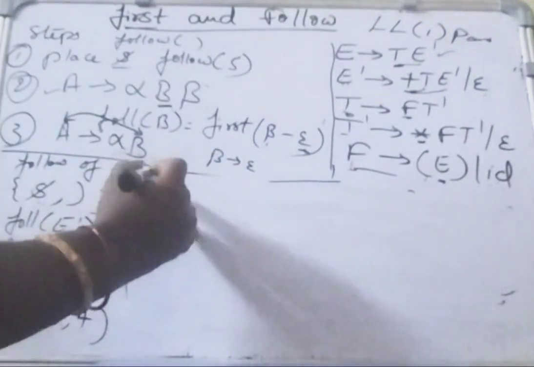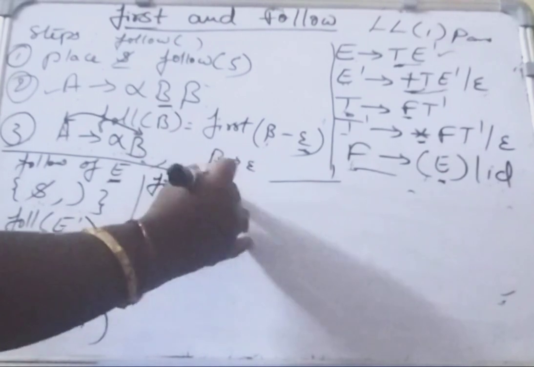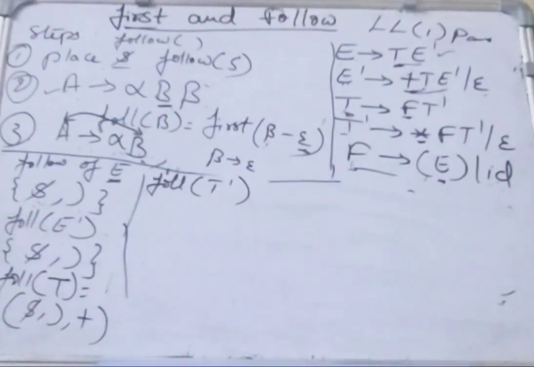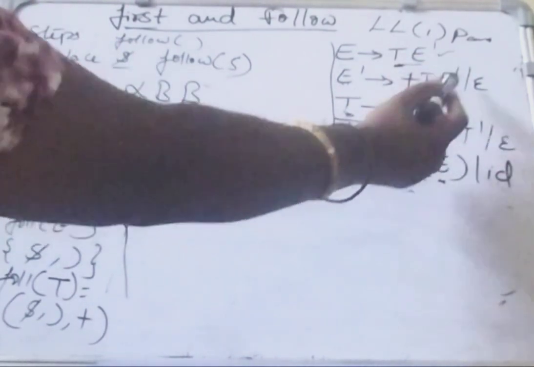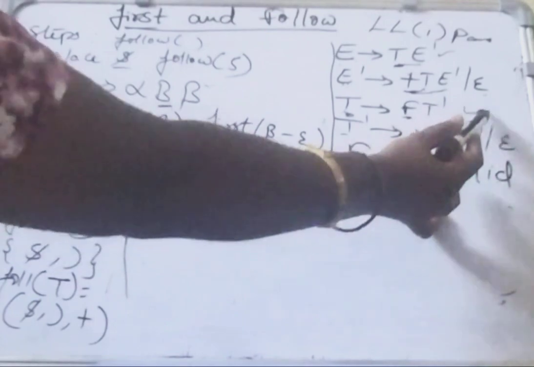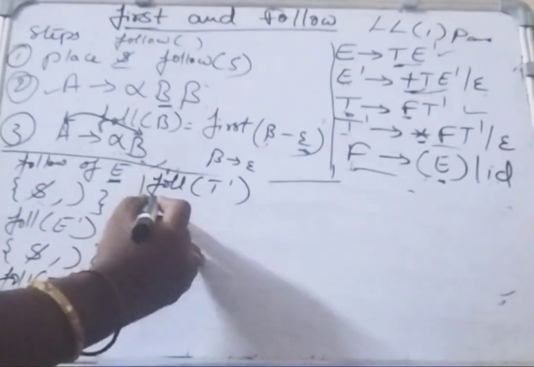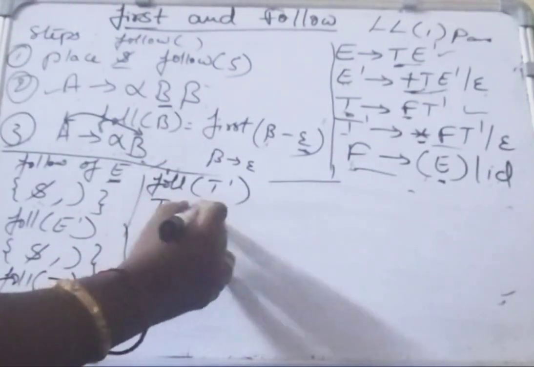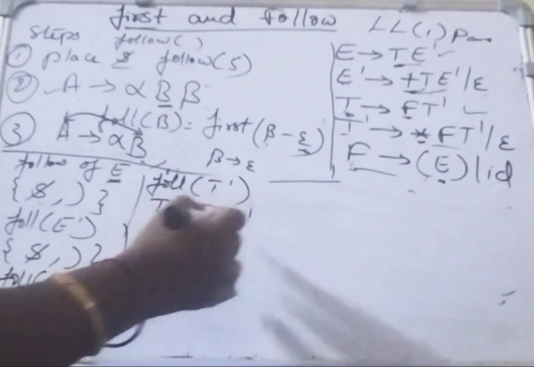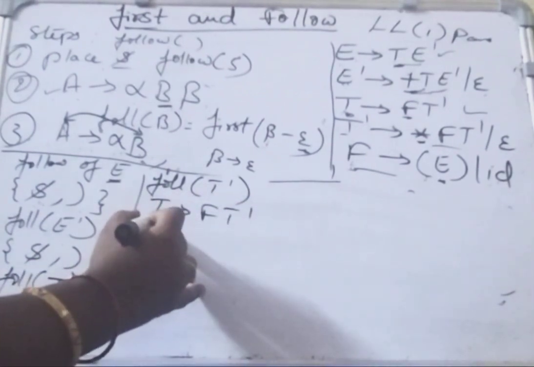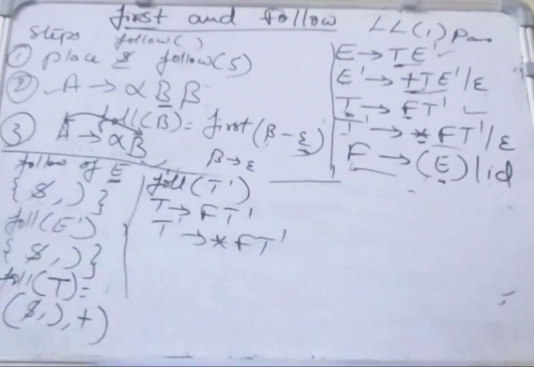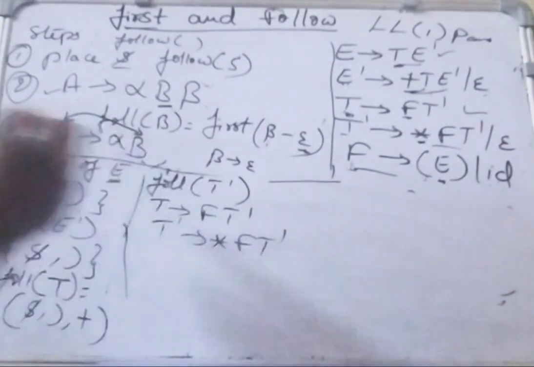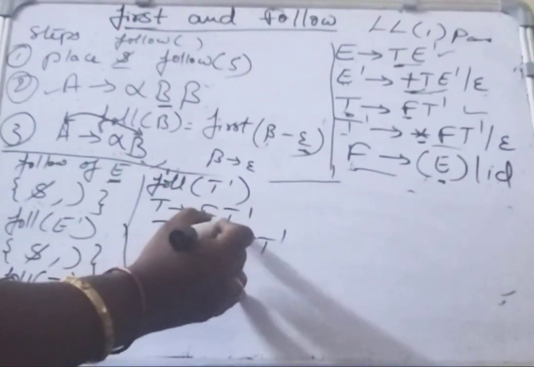Let's find follow of t dash. Now see which are the productions where t dash is present at the right hand side. Here t dash is present, and here it is plus t e dash. These two productions have t dash at the right hand side. So t derives ft dash and t dash derives star of ft dash. Okay guys, so t derives ft dash. So here we are finding follow of t dash.